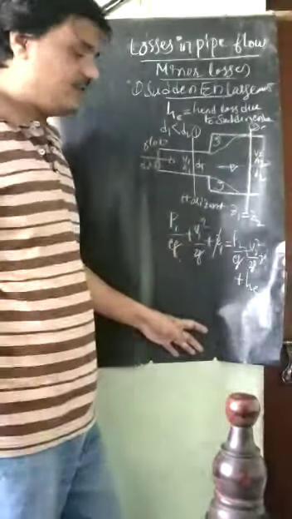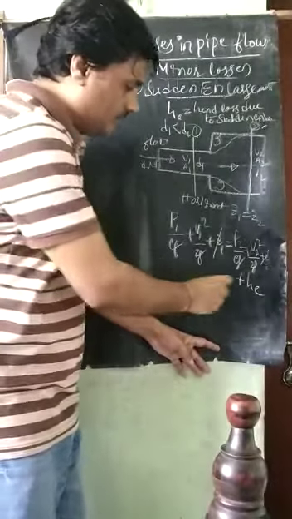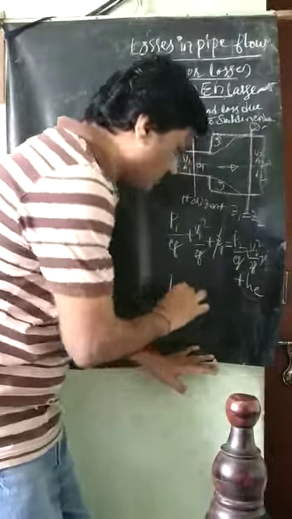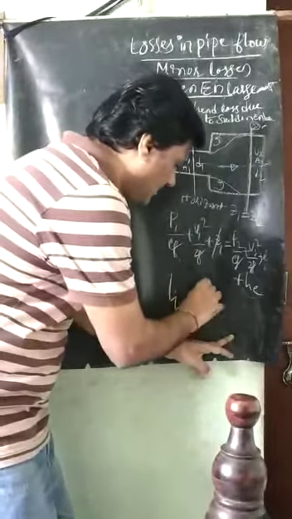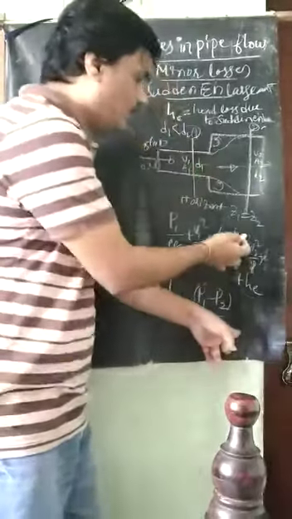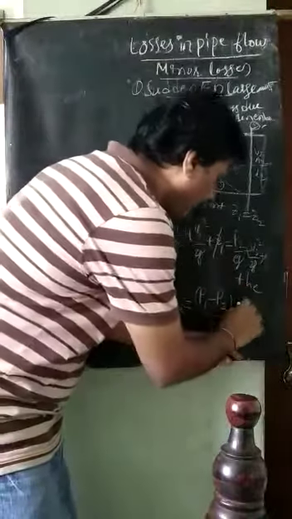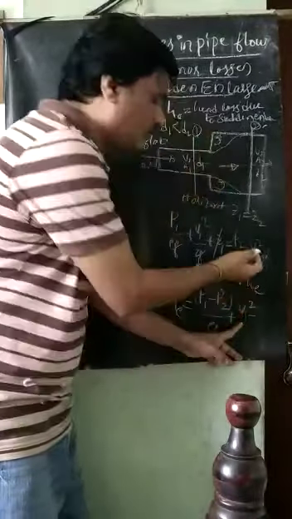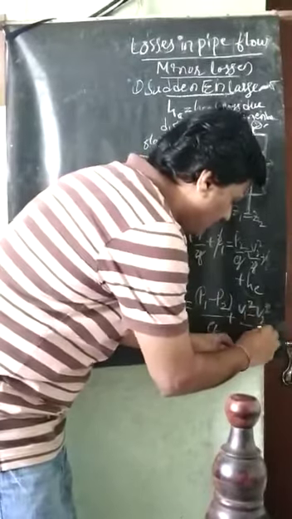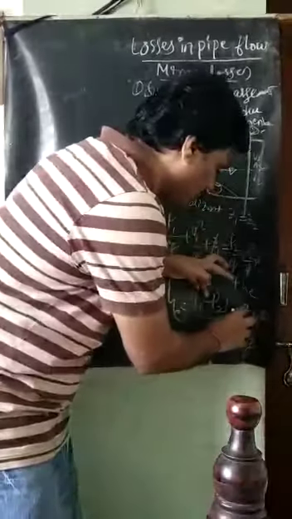Next I will simplify this relation. After simplification, what I am getting is that HE is equal to P1 minus P2 divided by rho g, taking P2 by rho g to this side, plus V1² minus V2², taking it to the left side, divided by 2g. So this is the final HE equation that I am getting.